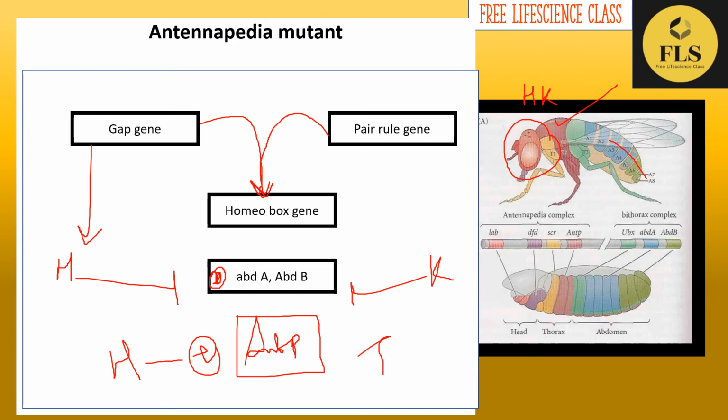So please note this T2 segment, or mesothoracic segment, is parasegment 4. After the formation of parasegment 4, this antennapedia will appear in parasegment 5. From here, it will move through the neural tube. After that it appears in parasegment 5 as the germ bands expand.